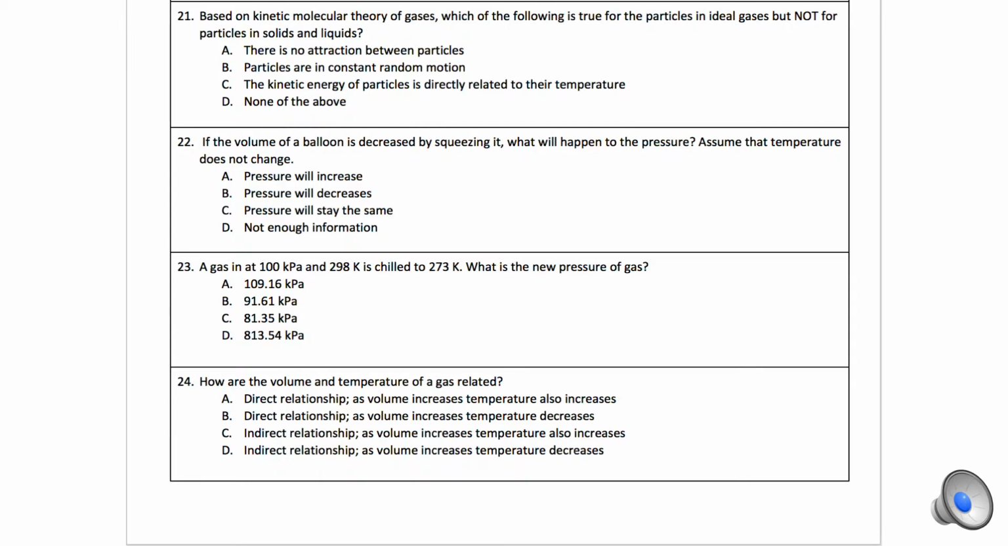Number 21. Based on the kinetic molecular theory of gases, which of the following is true about the particles of ideal gases, but not for particles in solids and liquids? A, there is no attraction between the particles. B, particles are in constant random motion. C, the kinetic energy of particles is directly related to their temperature. Or D, none of the above.